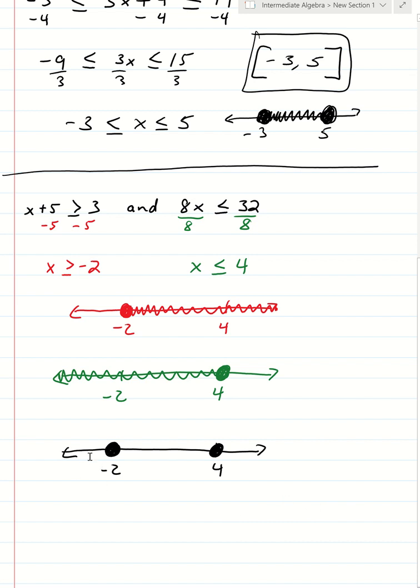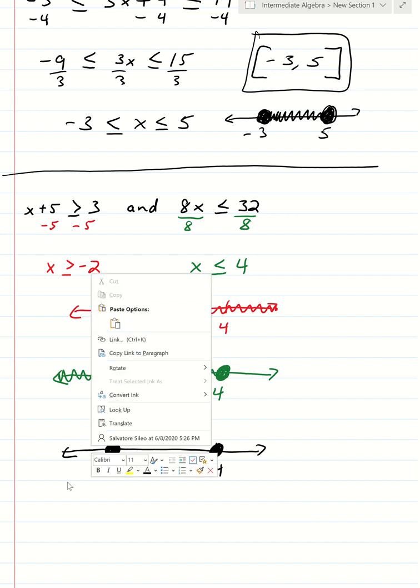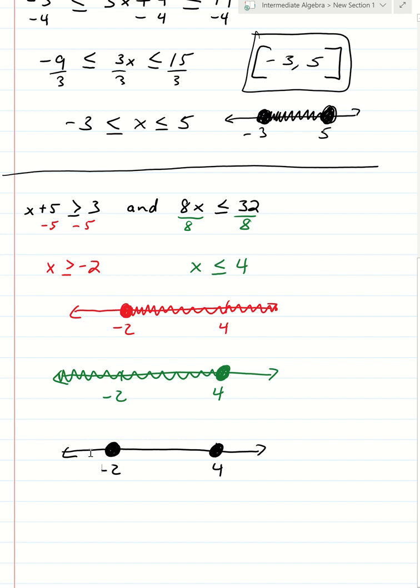Now let's take a look to the left of -2. To the left of -2, is it shaded in both red and green? And the answer is no. It is not shaded in red. It is only shaded in green, so we will not shade to the left of -2 in black. Let's take a look in between -2 and 4. In between -2 and 4, it's shaded in red and it's shaded in green, so we will have to shade it in black.